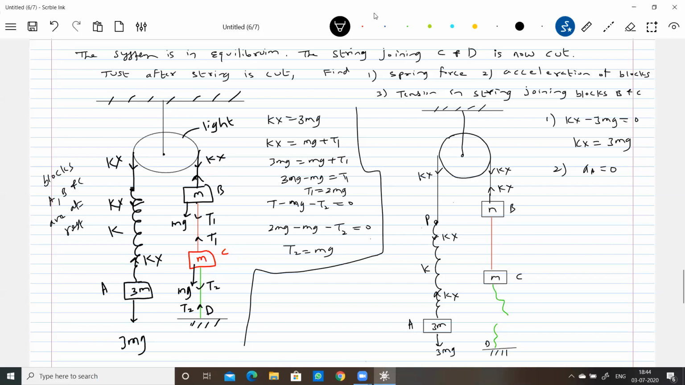What to do here? The weight will act. Sir, okay, so it is 0 for only that instant, right? Yeah, I think again I'm making it clear: just after the string is cut. Read the question.